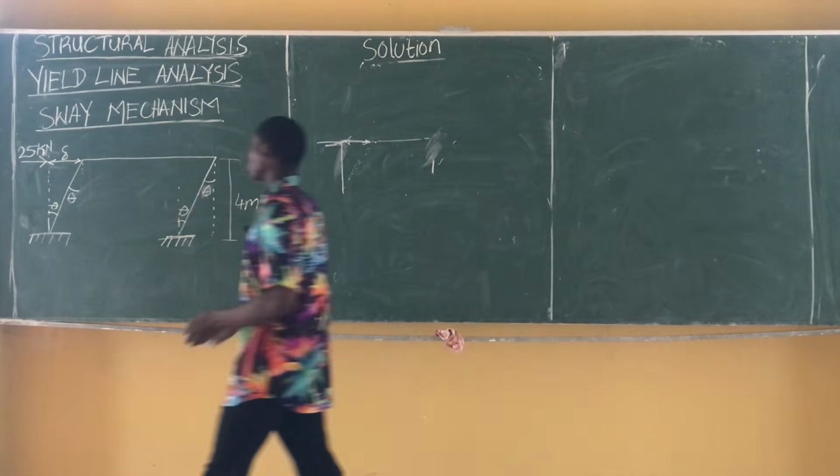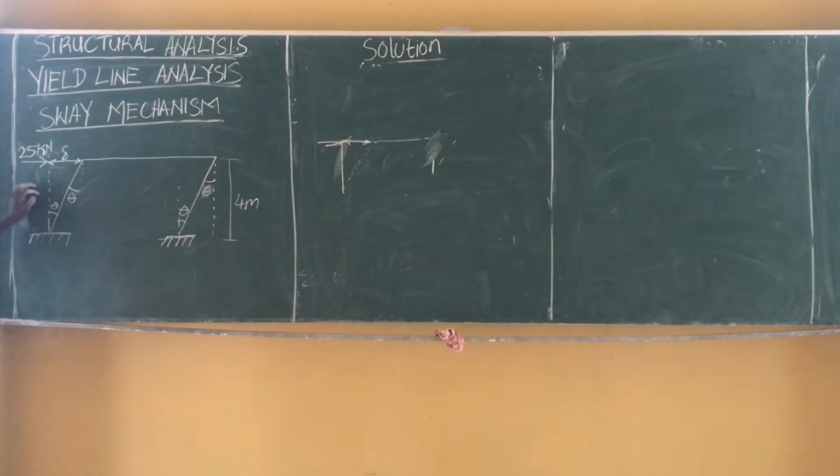Still using the concept as we established earlier, our external work done is simply equal to our force times our displacement. Our first task here to get our external work done: we can see that we have only one load on the sway axis. So it will be 25 kilonewton times this displacement. How do we get this displacement?